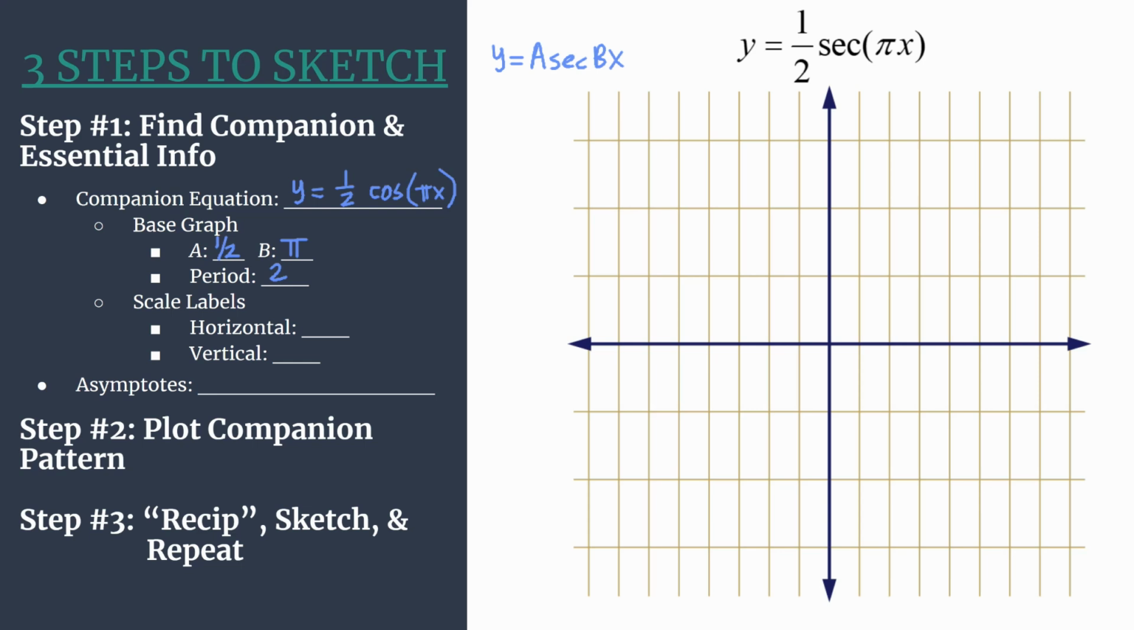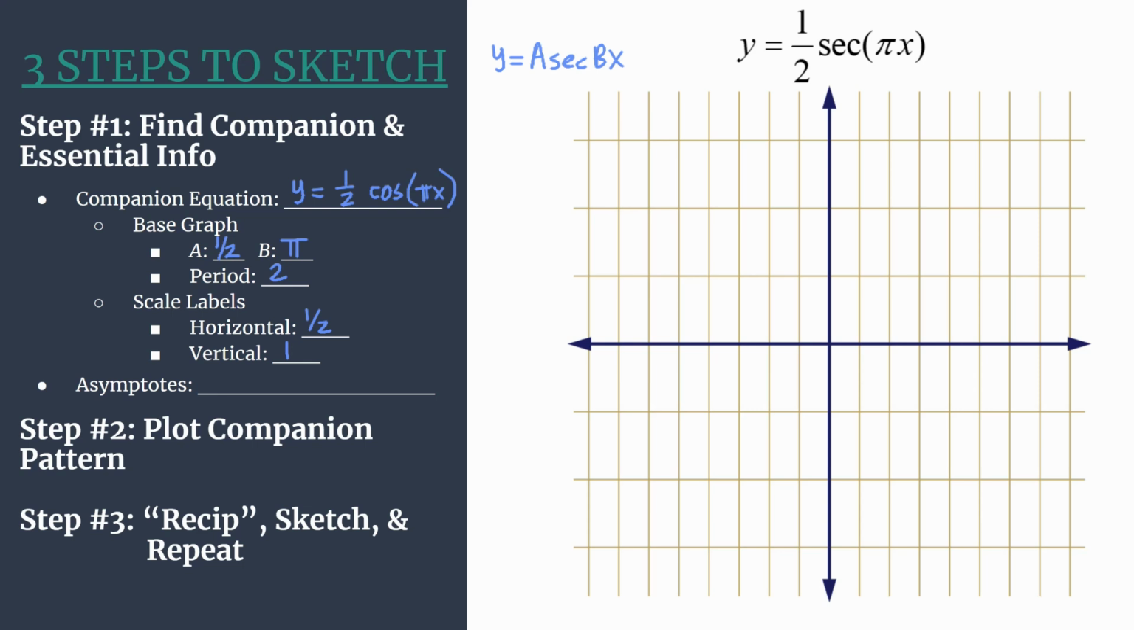With this 3 steps to sketch method, we take our period and we divide by 4. And this ensures that in step 2, when we're plotting our basic companion pattern, all the points will align with our horizontal tick marks. And that just makes for a nice clean graph. So again, our horizontal scale, take your period, divide by 4. So 2 divided by 4 simplifies. We'll count by 1/2 when we label our horizontal axis. And then for our vertical axis, we'll count by 1s.